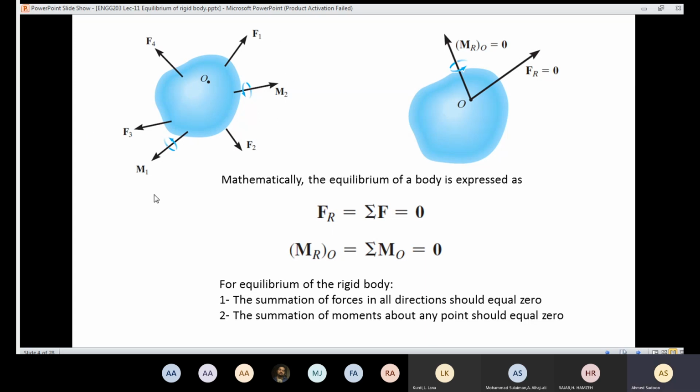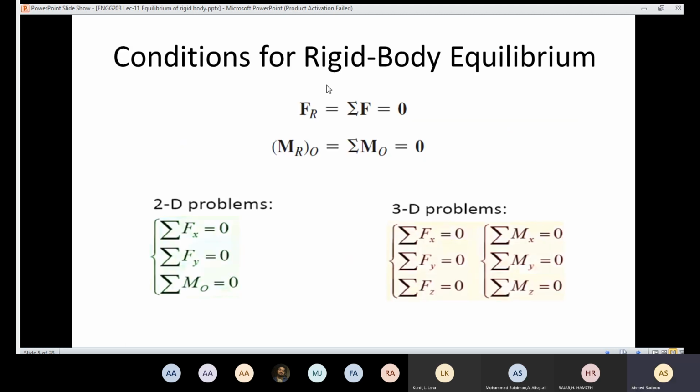And like I said in the previous chapter, we learned how to calculate the resultant forces. And we have done that in order to prepare us to deal with the equilibrium of a body. So if the body is in equilibrium, it means the summation of the forces should equal 0, and the summation of the moments should equal 0.